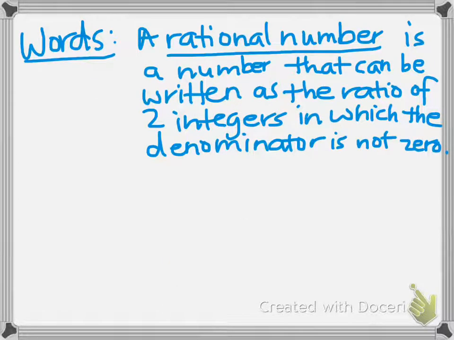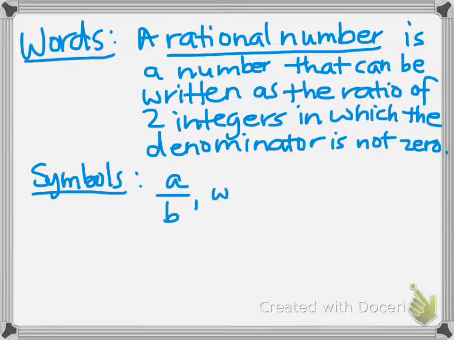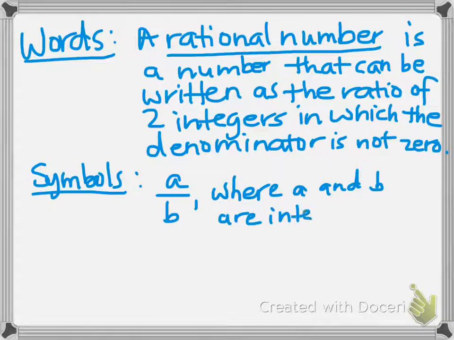Okay, in words, a rational number is a number that can be written as the ratio of two integers in which the denominator is not zero. A ratio is a fraction. So you can write it as a fraction as long as the denominator is not equal to zero. In algebraic symbols, it's a divided by b, where a and b are integers and b is not equal to 0.